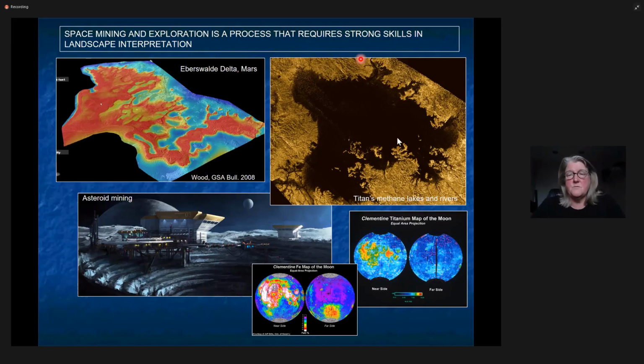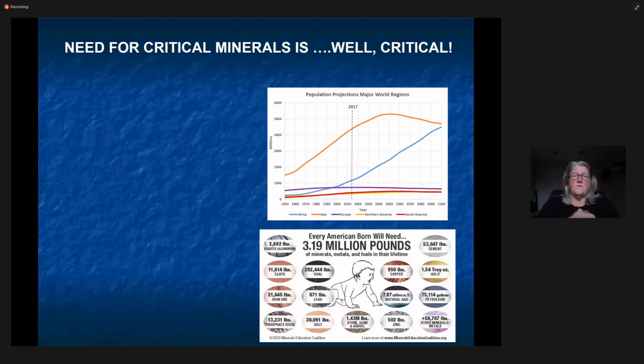And of course, then there's the methane lakes of Titan, which Dragonfly is going to explore in the next several years. There's a need for critical minerals, and that need is critical. We need to use some of our experience to map and understand the distribution of these critical minerals. The population of the world is not getting any smaller. We probably have about 7 billion people now. By 2050, we'll have probably about 9 billion or more.